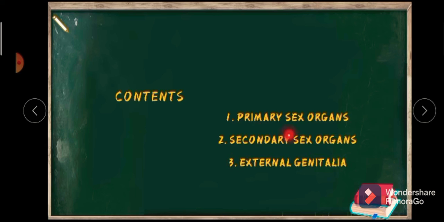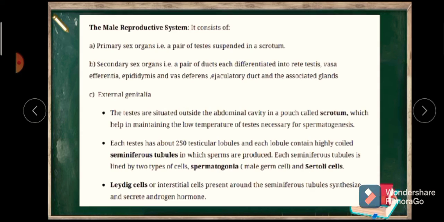So in our class today we are going to discuss three different topics: the primary sex organs present in the male reproductive system, the secondary sex organs, and the external genitalia. Okay, so let us proceed, students.